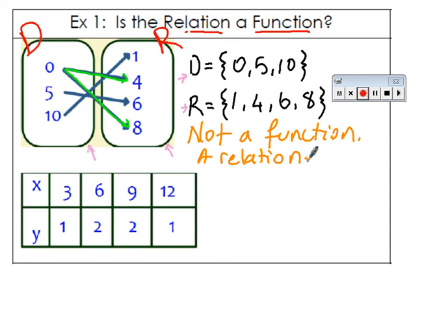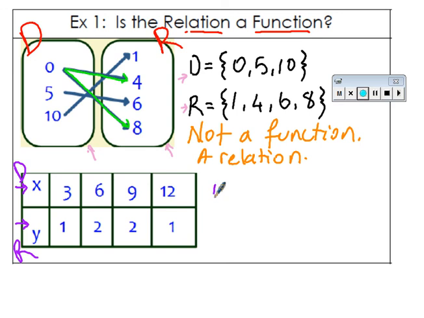Let's look at our next example right here. This is another way of showing a set. We have a table here. I have x value, domain, y value, range. When I look at the domain values, 3 is paired up with 1, 6 is paired up with 2, 9 is paired up with 2, 12 is paired up with 1. Every item in the domain is being paired up with one and only one y value. In this case, we have a function.